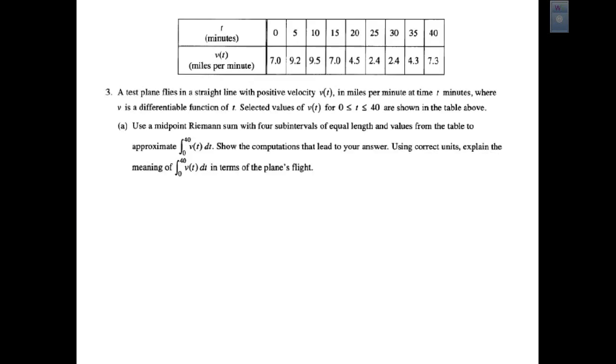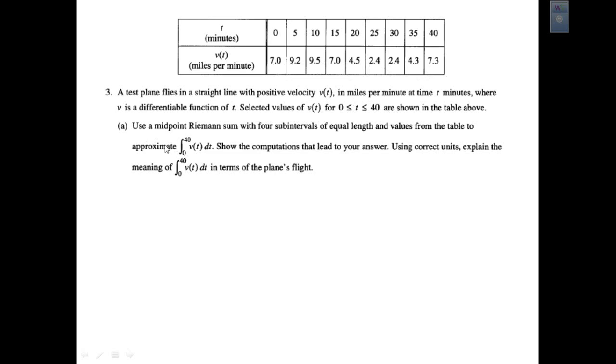All right, this is one part of a free response question, and it specifically deals with the rectangular approximation method. It says a test plane flies in a straight line with positive velocity v of t in miles per minute at time t minutes, where v is a differentiable function of t. Selected values of v of t for 0 to 40 are shown in the table above. Here are the velocities.